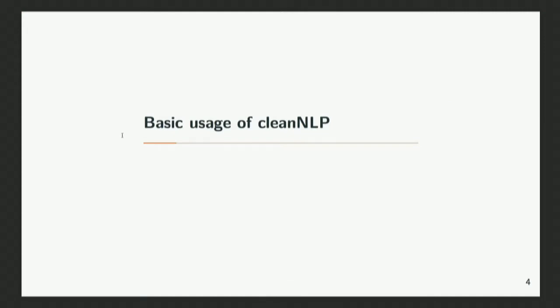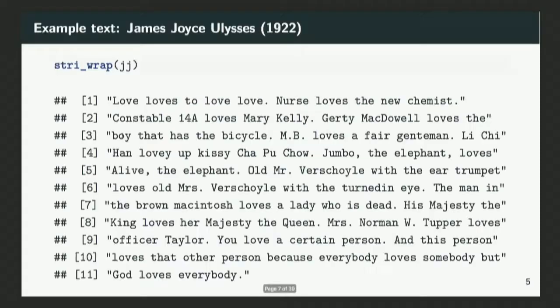So I think it's easiest to start by showing you how the cleanNLP package works because it's pretty simple, and then we'll work into the schema and show why that makes sense. So here's a short example text from James Joyce's Ulysses. I like this example, the first sentence, love loves to love love. It's fun linguistically because there are 4 mentions of the same word and they're all used differently.